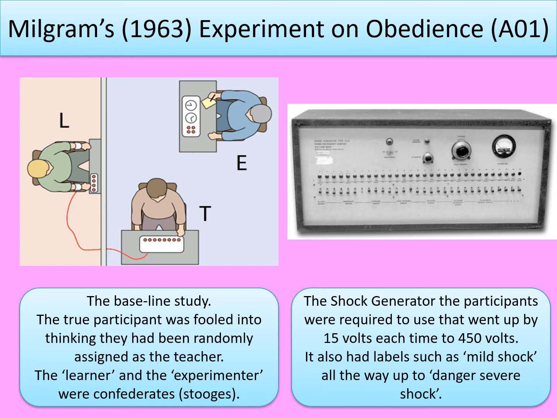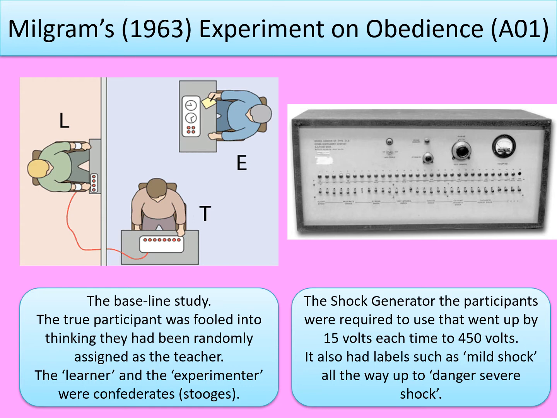So in the real study, people went along and they were deceived in many ways. They thought that they were given the role of teacher in an experiment with a teacher and a learner. And if you look at that picture there, you can see L, T, and E. So L is the learner and E is the experimenter. And those people are confederates. They are just actors. They are acting as a learner and acting as an experimenter who's in charge.